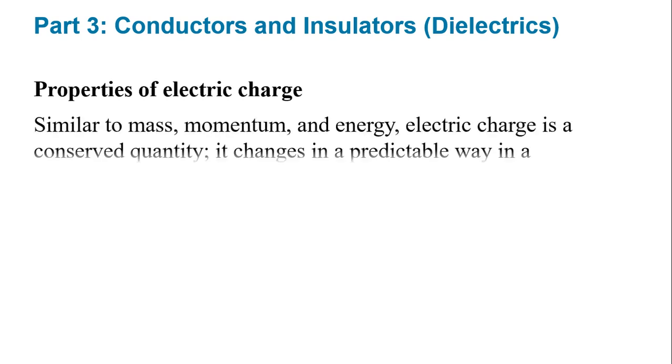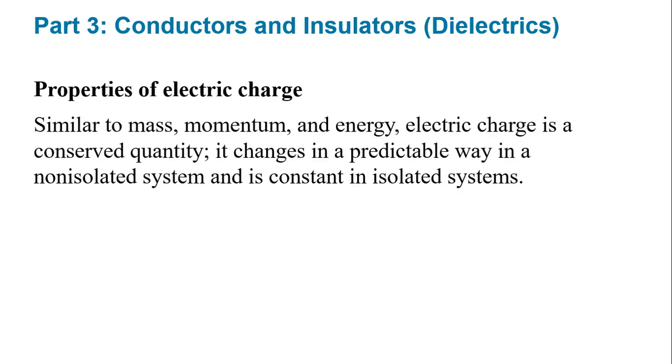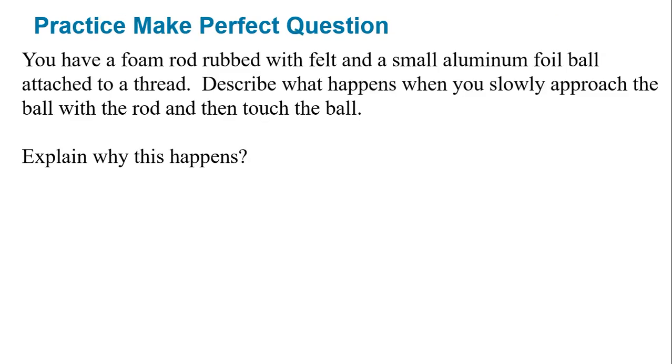Okay, properties of electric charge. Similar to mass, momentum, and energy, electric charge is a conserved quantity. And this is important. Mass, momentum, and energy are all conserved quantities. Electric charge is also conserved. It changes in a predictable way in a non-isolated system and is constant in an isolated system. That's important to understand. So what happened before has to happen after.